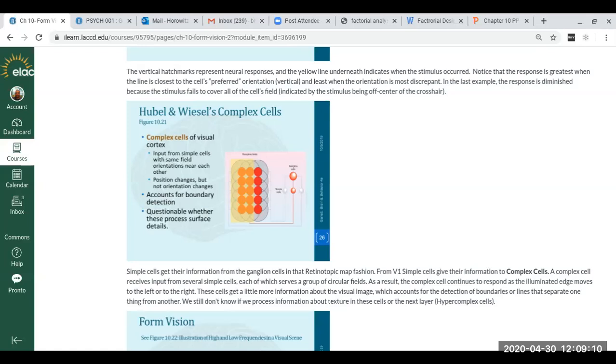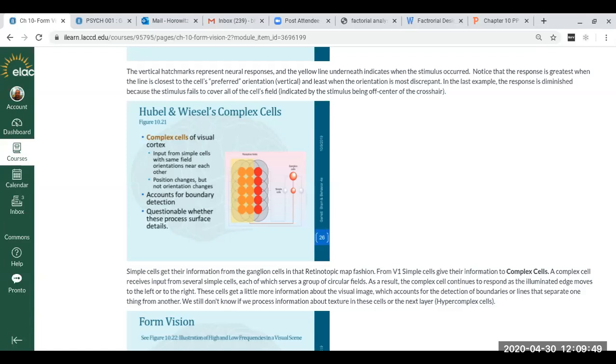The complex cells receive information from several simple cells, and each serves to group in sort of a circular field fashion. As a result, complex cells tend to respond to things like different types of illumination, and as the edge moves to the left or right. This also helps us to see something moving in a still background, which means this is what helps us to detect movement. These cells get a little more information about the visual image, which accounts for detection of boundaries or lines that separate one thing from another.